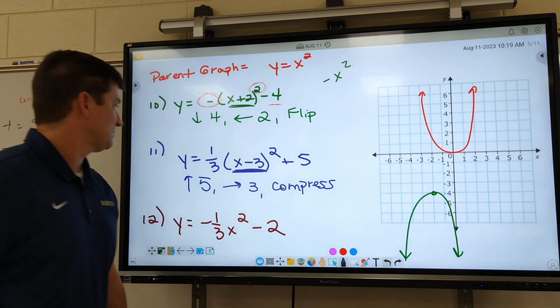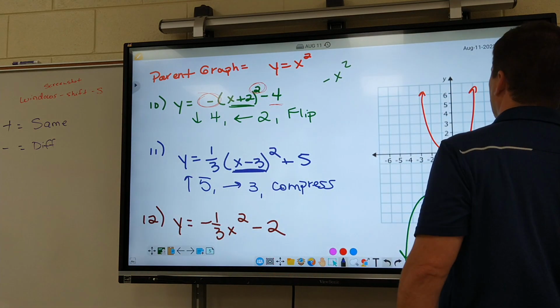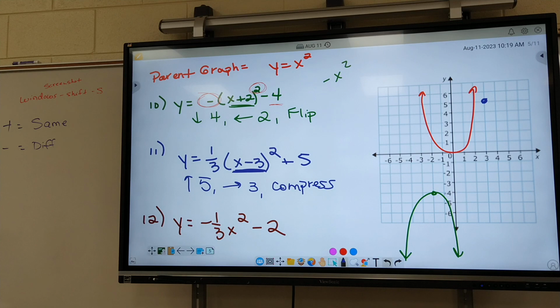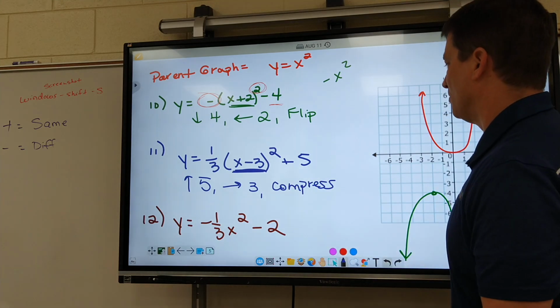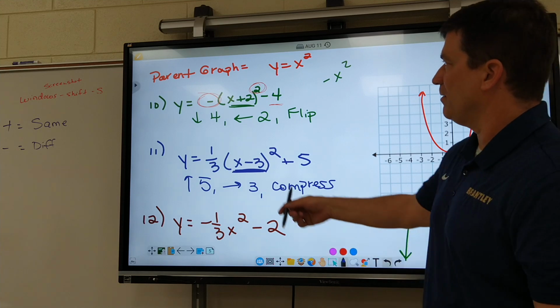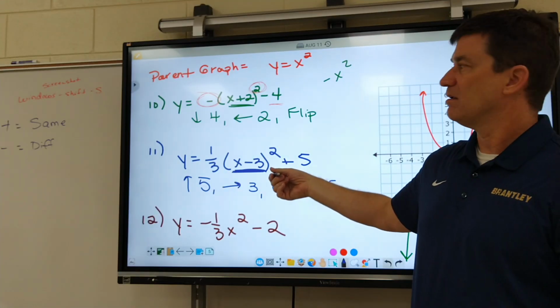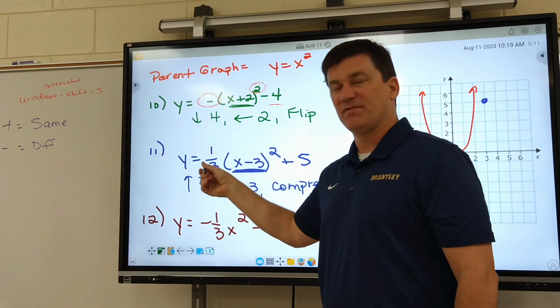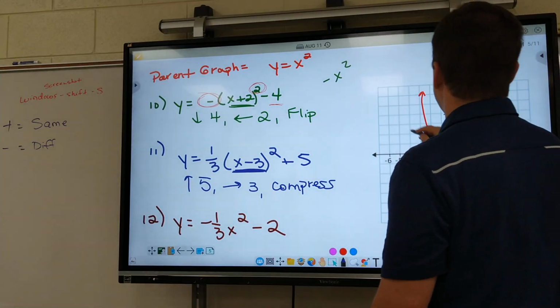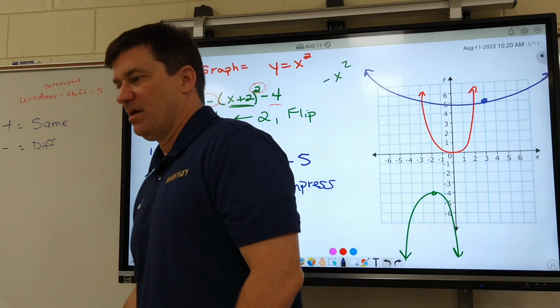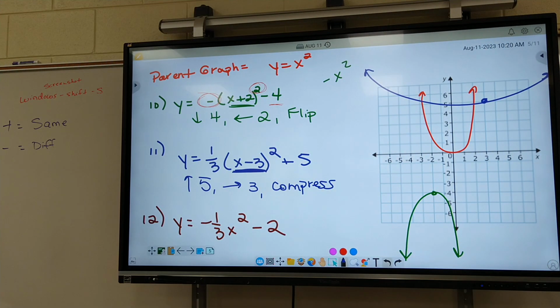Now we got to graph it. Up 5, right 3, put a point. Everybody do that on your graph. Go up 5, right 3. Now we just got to compress it. Hey, I flipped this one, number 10. Why don't I have to flip number 11? Yeah, 10 had a negative. 11 does not. So this one's got to be going up, and it's got to be really, really fat. So when you draw it on your graph, make sure it looks much fatter than the first one you drew.